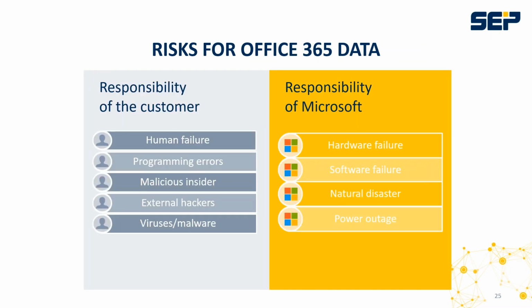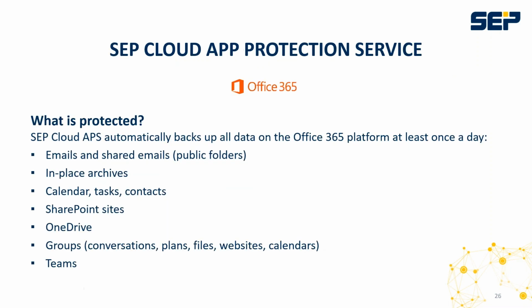And why would he do this? It's necessary because the responsibility of Microsoft only takes care of some sorts of failures, if the hardware, software, network, and so on has a failure. However, there are human failures like deleting a mail just by chance, and programming errors and external hackers, ransomware, all these kinds of things. If a ransomware will encrypt all the data, then your data is encrypted. You cannot do anything about it. So it's necessary to have a copy of your data.